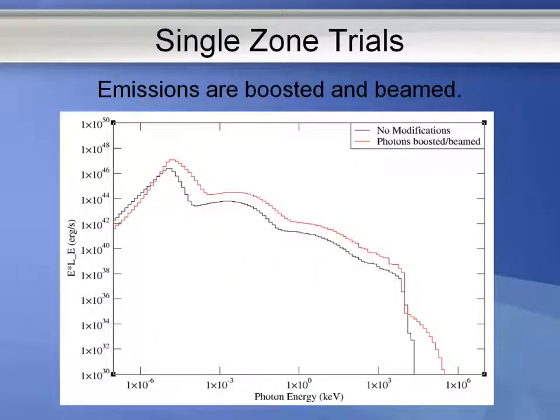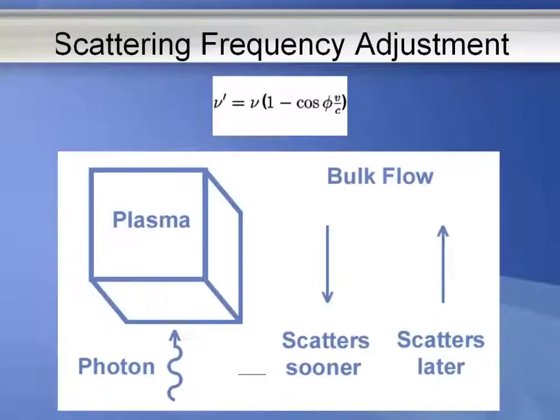Now, a single zone trial, obviously, again, the place to start for this. So what we have here, the black curve is just a single zone trial done with no velocity. Now, the red curve is the same trial done just with this one modification included. And so we have boosted and beamed photons. And mostly what you see is that everything has increased in energy about a comparable amount. And that's essentially what this modification does. Without looking at it with angular bins, we can't see much more of a change.